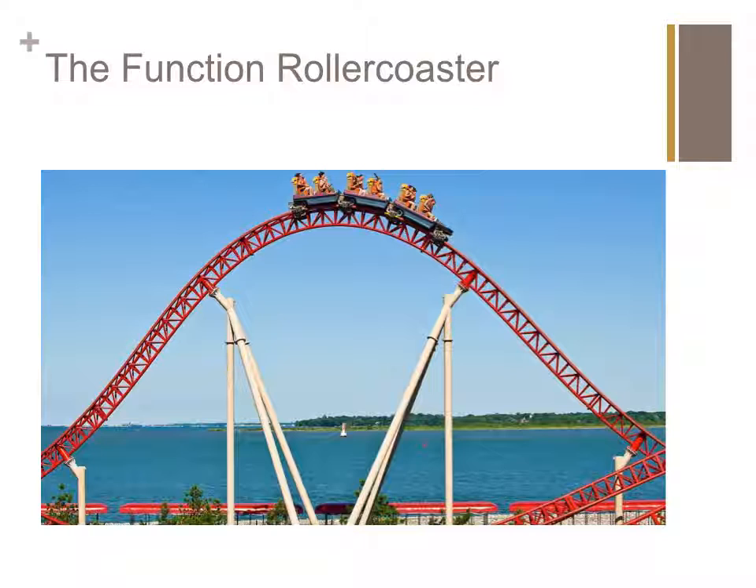Now, I always like to think of functions as a roller coaster, because just like a roller coaster, they'll be moving up and down on a graph and crossing over itself at various points, like at the axis or the ground in a roller coaster.